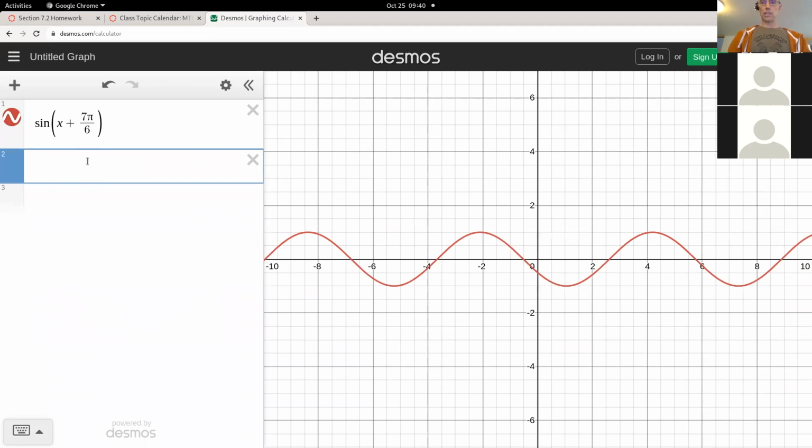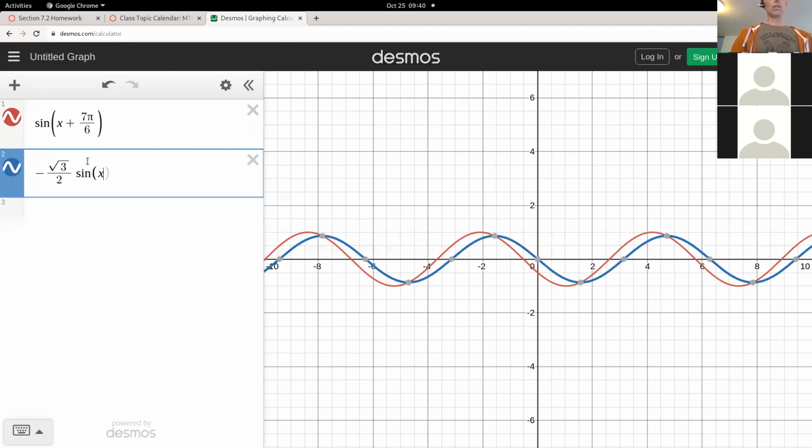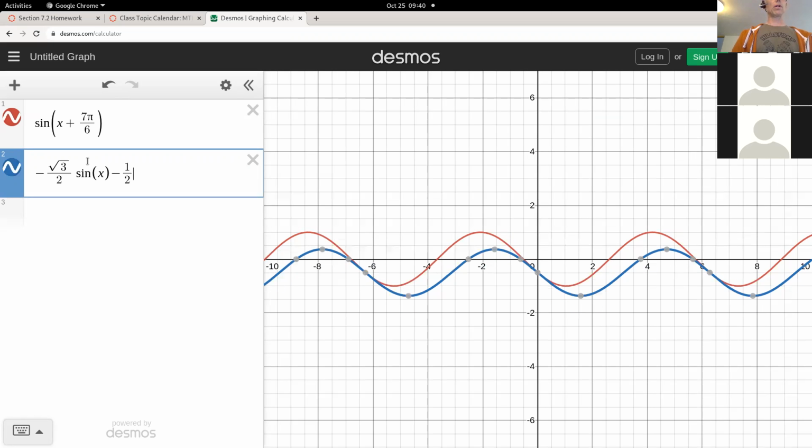And now we think that's the same thing as negative square root of 3 over 2 times the, I think it was sine. Yeah, should be sine of x. And then minus 1/2 times the cosine of x. And those should sit right on top of each other. So notice the blue covers the red one. So if I turn the blue one off, the red sits perfectly underneath it.